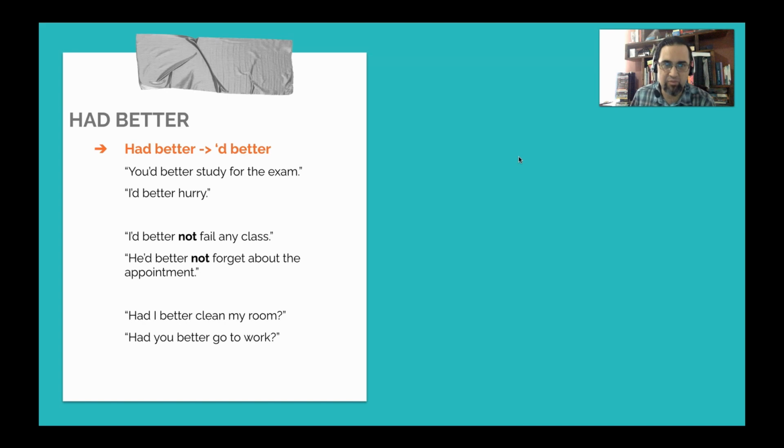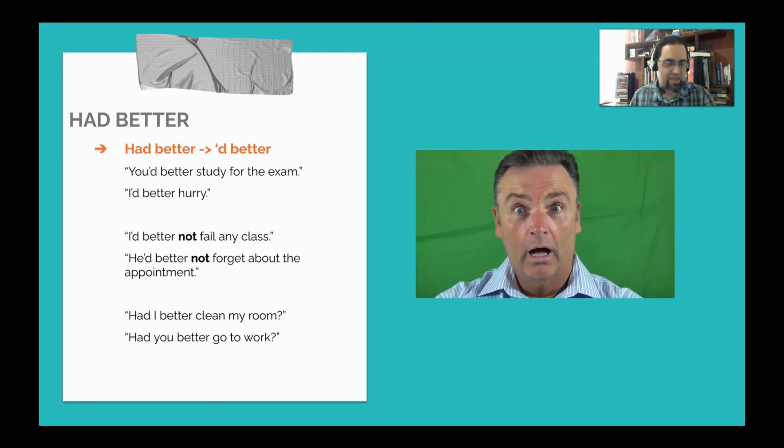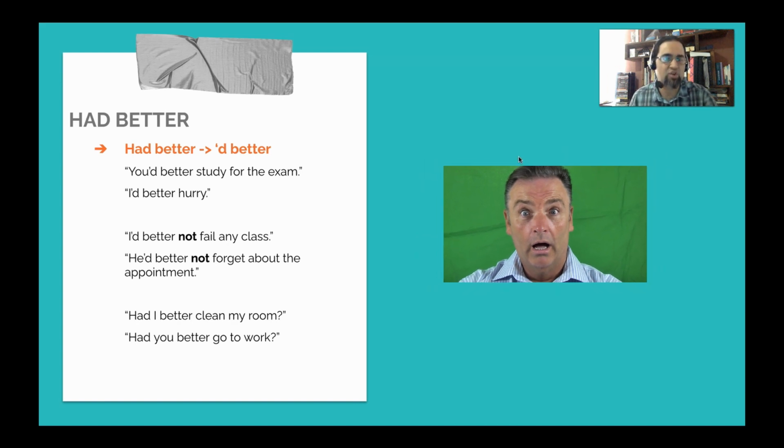Now, what is the negative form of had better? Well, you simply put not after the word better. For example, I'd better not fail any class. You can see the intensity here. It's stronger than must. It is almost like a life or death situation. He'd better not forget about the appointment. He'd better not forget about it.